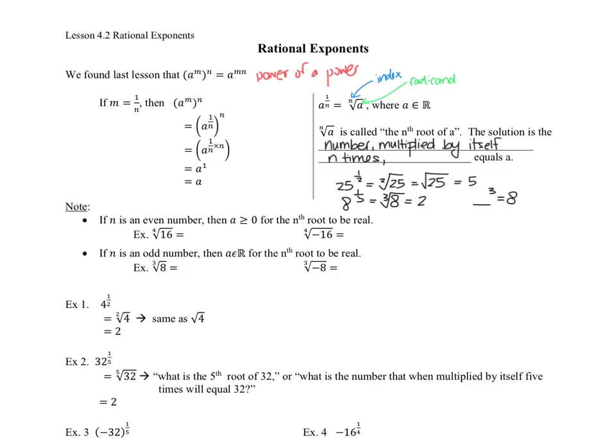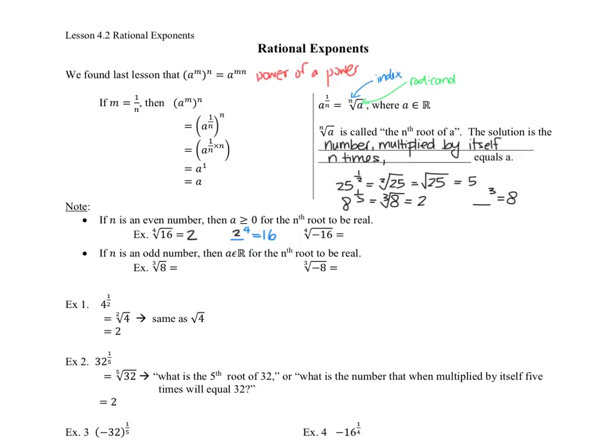A couple of notes about the nth root. If n is an even number, then a has to be positive or 0 in order for you to get a real answer. In this example we have 4th root of 16. This means what number to the exponent of 4 will give us the answer of 16, and that number, if we know our powers of 2, is 2. 2 to the exponent of 4 will give us 16.